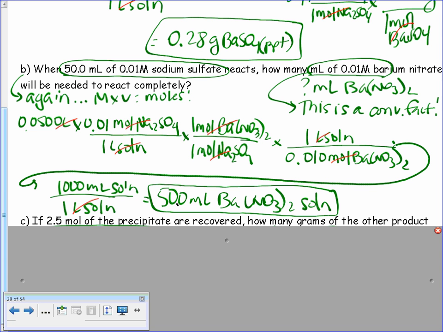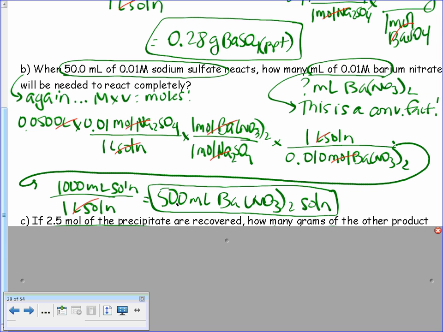Barium sulfate, right? And you're going to grams of the other product. What's the other product? Sodium nitrate. So if you're going from moles of barium sulfate, what immediately do you go to? Moles of barium sulfate to moles of sodium nitrate, which is just the other product, so that's the mole ratio.